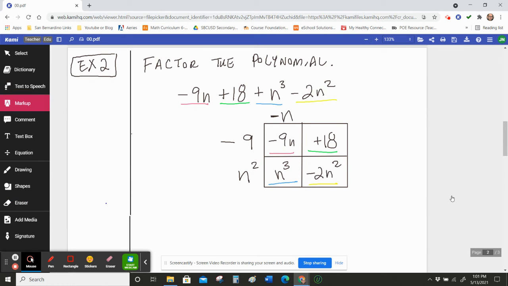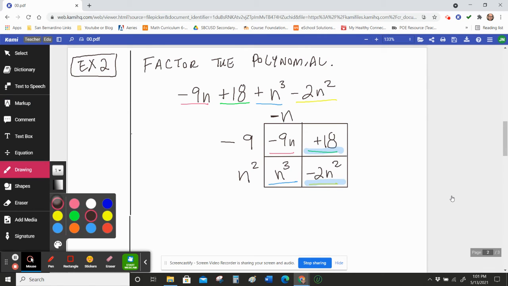Next thing, check the last column, 18 and negative 2n squared. So what can I take out of the 18 and the negative 2n squared? As you can see, the only thing that I can take out is 2. I can divide them both by 2. So I'm going to put a positive 2 in there.